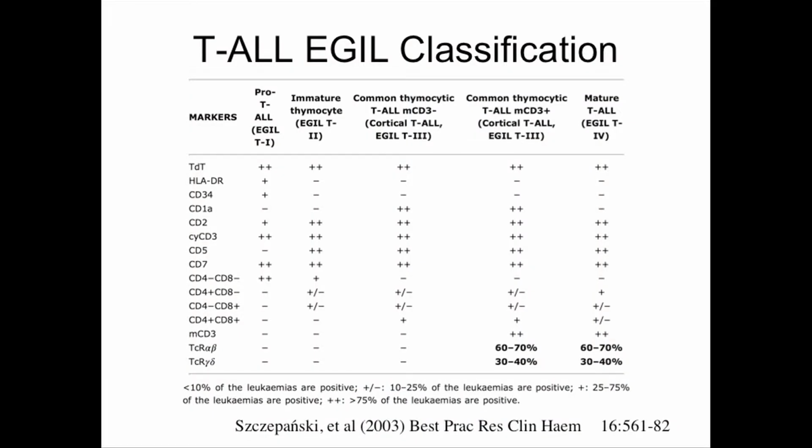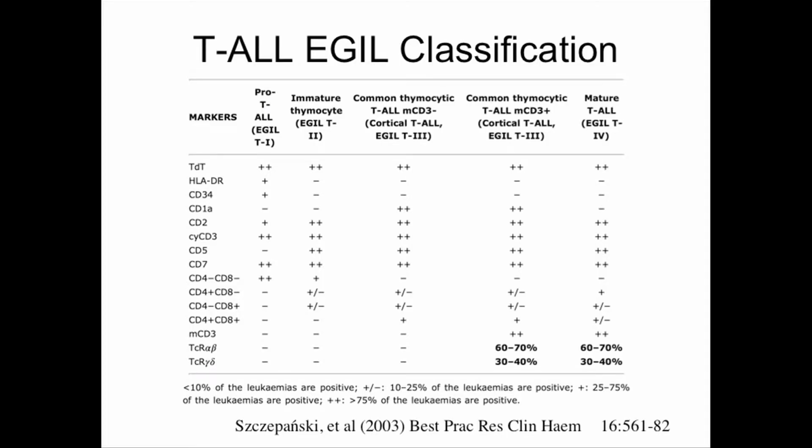B lineage ALL has been relatively well studied, as you can see, by both flow cytometric and molecular techniques. T lineage ALL has been less well studied, in part because of its reduced frequency in the general population. Nevertheless, there have been immunophenotypic classification schemes that have been proposed for TALL.